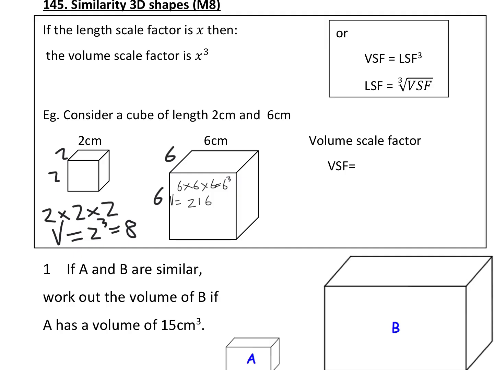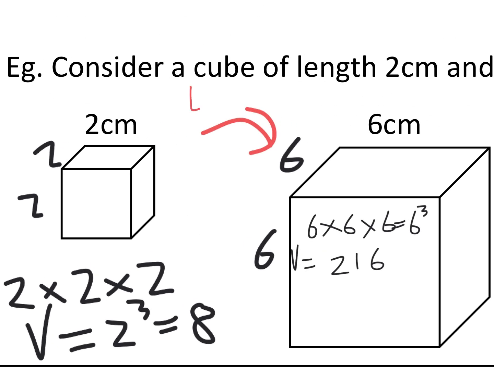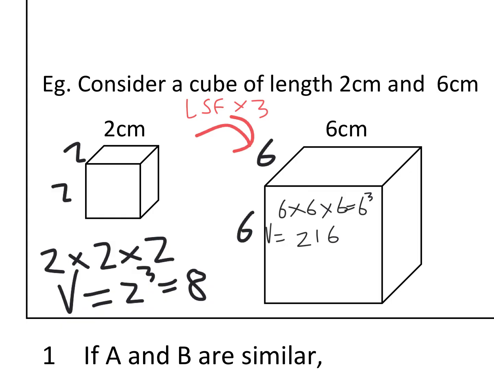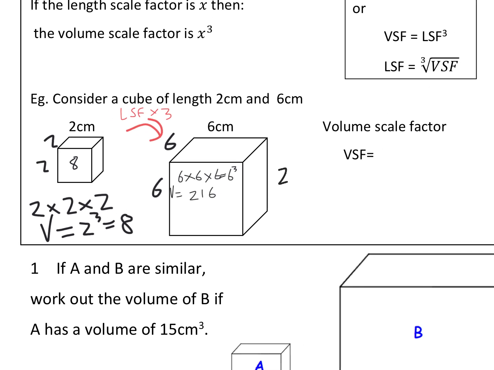And then we're considering what the volume scale factor is. We know that the length scale factor, going from one length to the other, is times by 3. But the volume of this one is 8 and this one's volume is 216, so it hasn't been tripled. We'll find out what that scale factor is by doing 216 divided by 8, and you end up with 27.